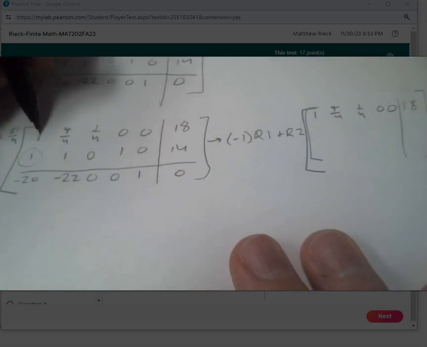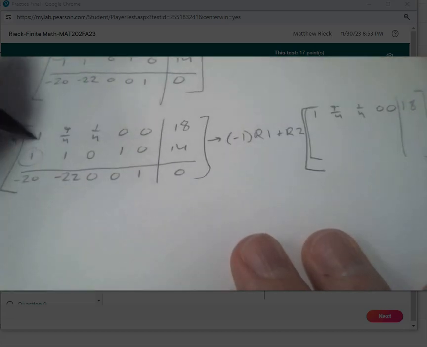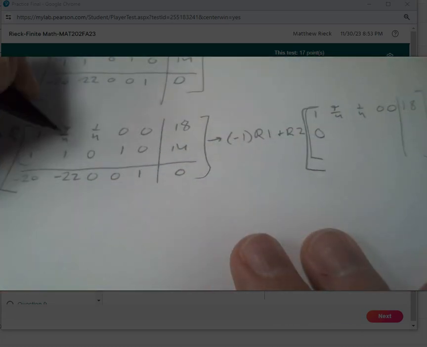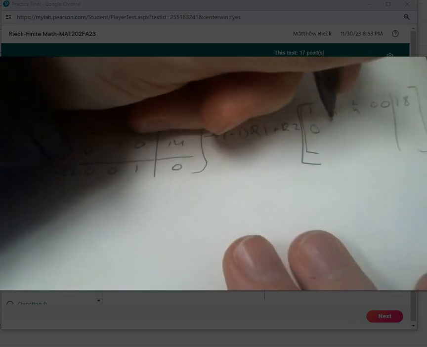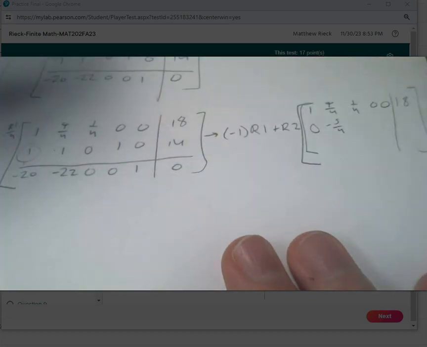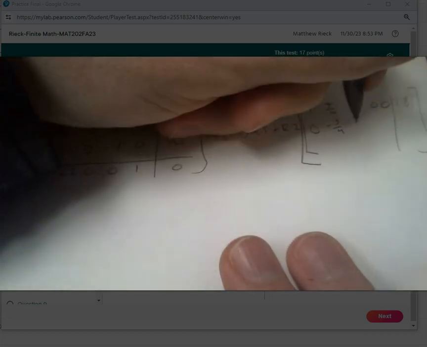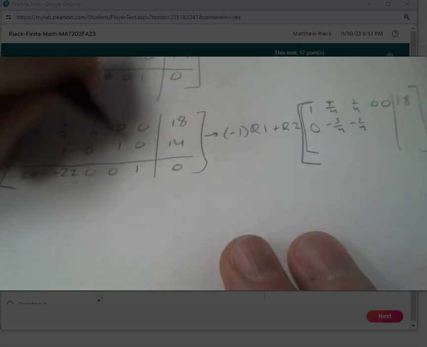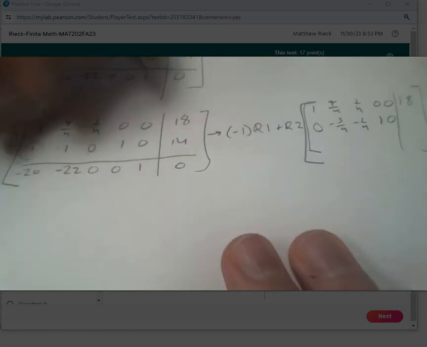All right, so then we take -1 times each of my entries and add it to the entry in the second row. So you have -1 times 1 is going to be -1, plus 1 is going to be 0. -1 times 9/4 is going to be -9/4, plus 1, which is 4/4, so that's going to be -5/4. -1 times 1/4 is going to be -1/4, plus 0 is going to be -1/4. -1 times 0 is going to be 0, plus 1 is going to be 1. -1 times 0 is going to be 0, plus 0 is 0.